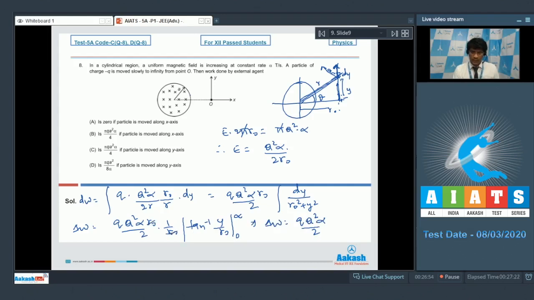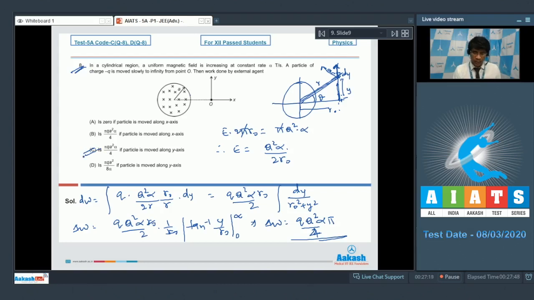So we'll be getting this work done as q a square alpha by 2. This r0 will cancel out, and here putting the value of y to be infinity, we shall be getting the value to be how much? Pi by 2. So simply it is pi by 4 here. So we are getting the answer as pi q a square alpha divided by 4. So for question number 8, option C is the correct answer.